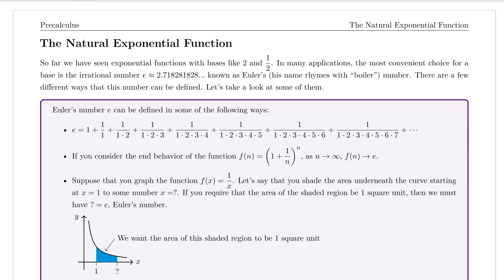Finally, the third way we can define it is, suppose that you have the graph of the function f of x equals 1 over x. Let's say that you shade the area underneath the curve starting at x equals 1 to some number x equals question mark. Here you can see it's shaded in blue. If you require that shaded blue region to have an area of 1 square unit, then the x value must be e, Euler's number. So those are just a few ways that we can define this interesting irrational number e.